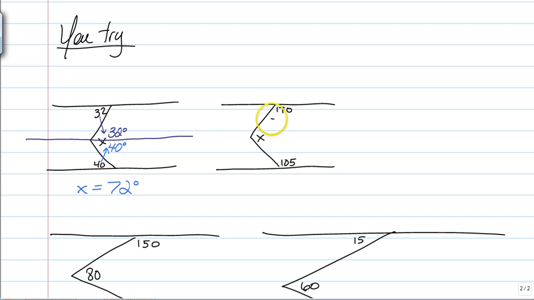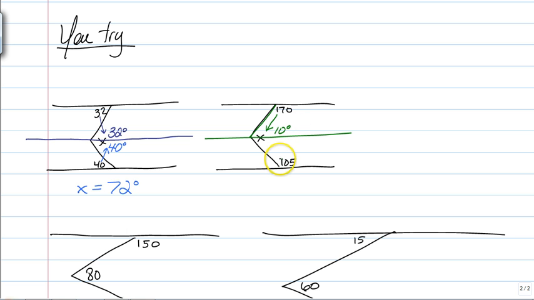In the next one, draw a line from here to here. That's the top part of your angle x. You did not cross over this line. So since you did not cross over it, that means they're on the same side of the transversal, which means they are supplementary. Same side are supplementary.